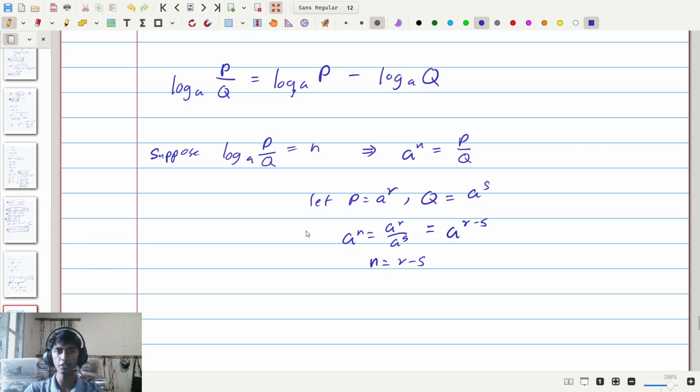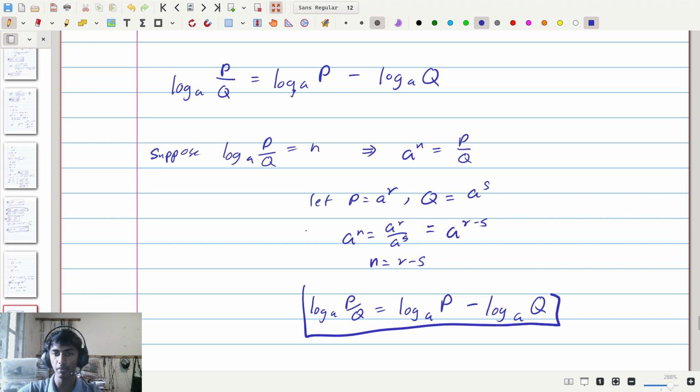And now substituting the three values, n is equal to log base a of p divided by q, and r is equal to log base a of p, and then minus, and s is equal to log base a of q. So there we have it. P divided by q becomes log base a of p minus log base a of q. So again, this is why we like logarithms. It makes multiplication and division into addition and subtraction. It becomes much easier for us to do calculations due to this property.